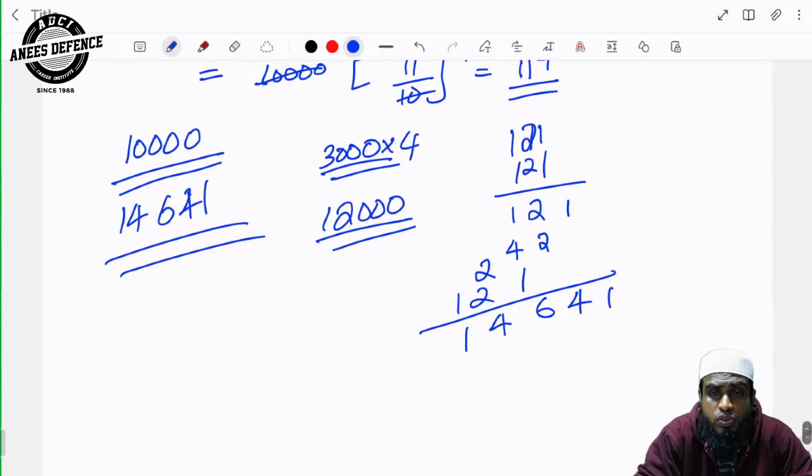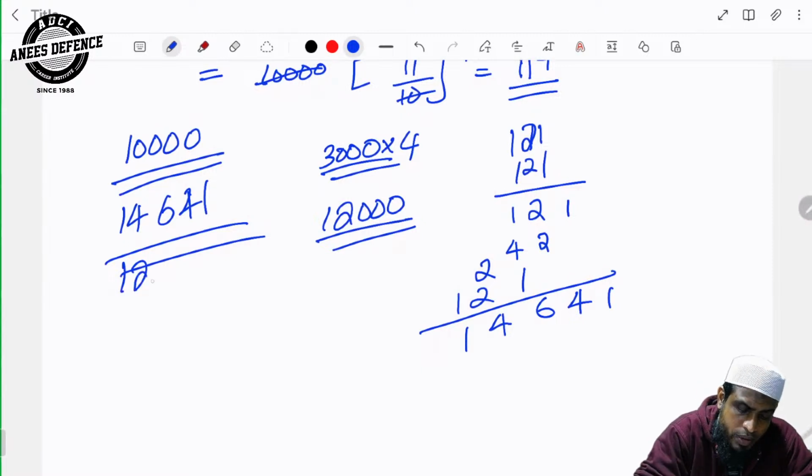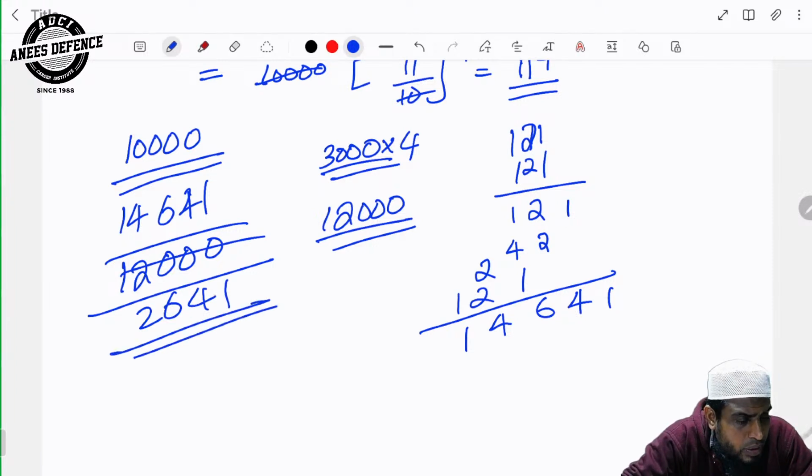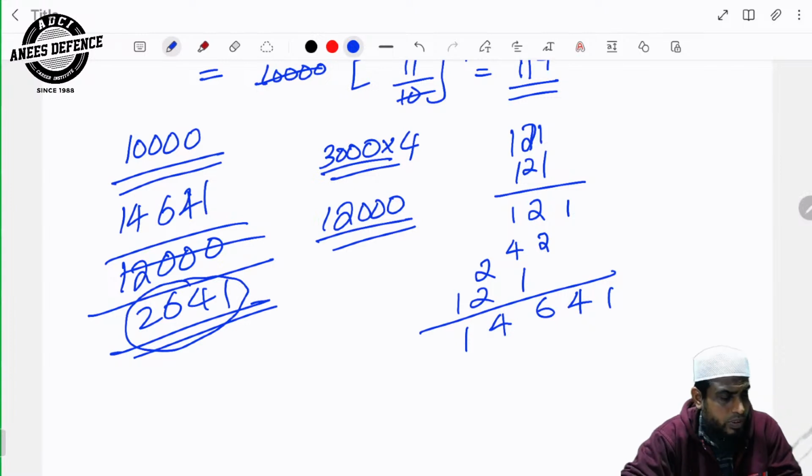So remaining, how much should he pay? So minus, what will we get? So remaining 2,641 rupees he should pay in the last year to get discharged from the loan.